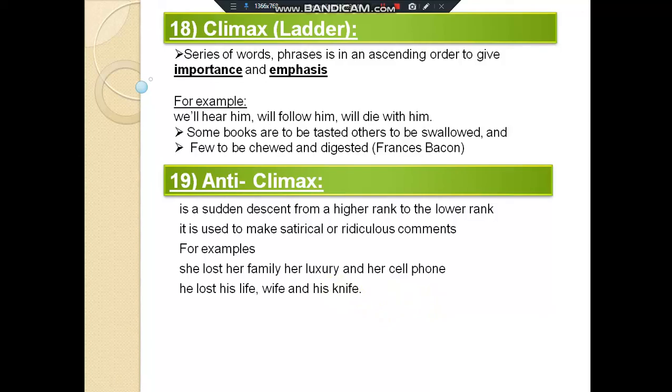So hopefully you have understood all these figures of speech. Now I will be giving you an activity that is given at the end of your exercise. Some examples are given, and you are supposed to solve them.